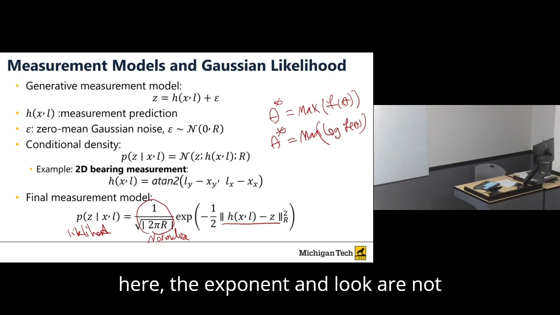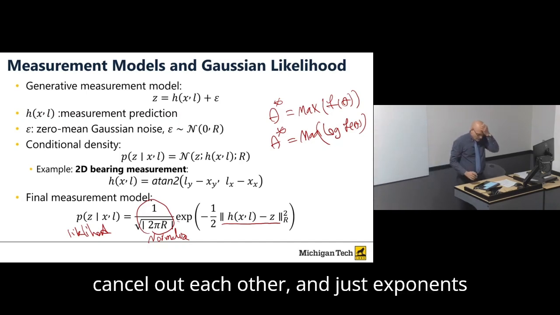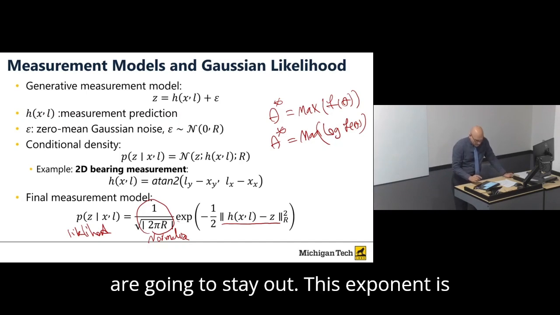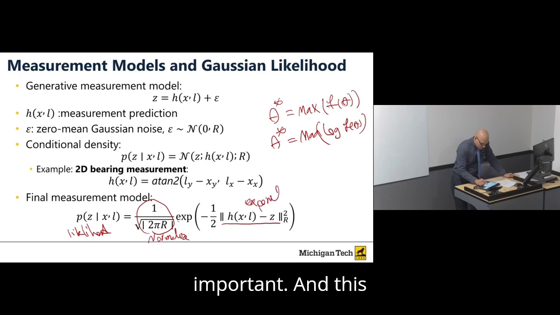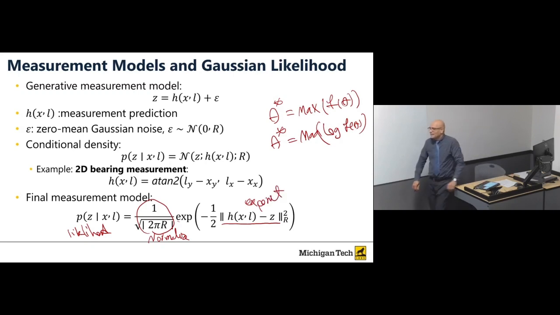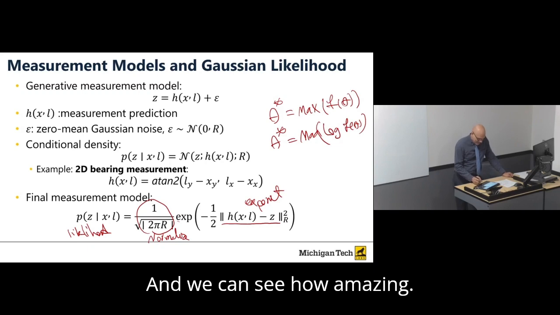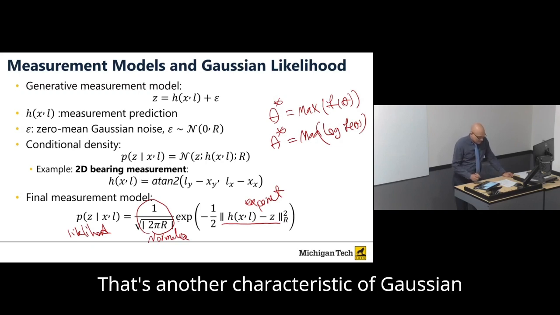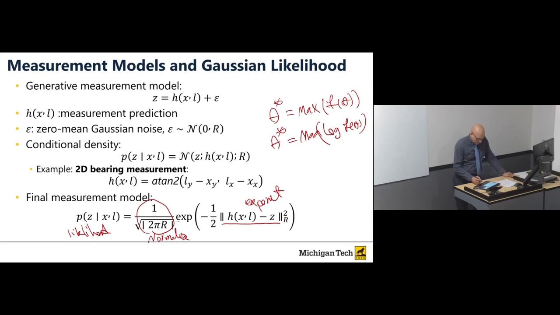And if you put log here, the exponent and log are going to cancel each other out, and just the exponent is going to stay. This exponent is important. And this exponent looks very familiar, no? It looks like least squares. And we can see how amazing that is. That's another characteristic of the Gaussian assumption.